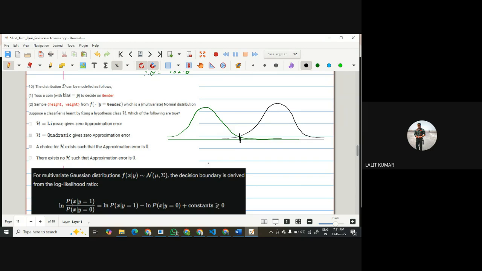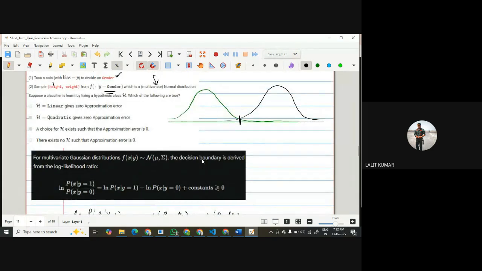Next question: distribution D can be modeled as follows. Toss a coin with bias equal to P to decide on gender. Sample height and weight from F given Y equal to gender, whatever gender you get, then you sample height and weight from there, which is a multivariate normal distribution. So this is a multivariate normal distribution.